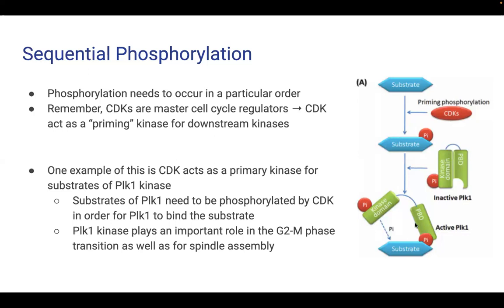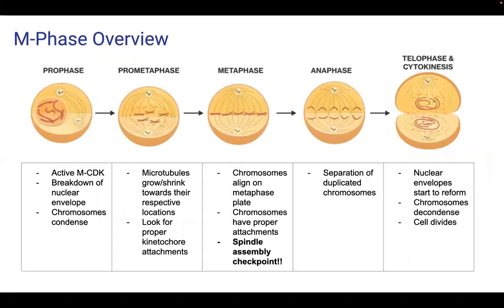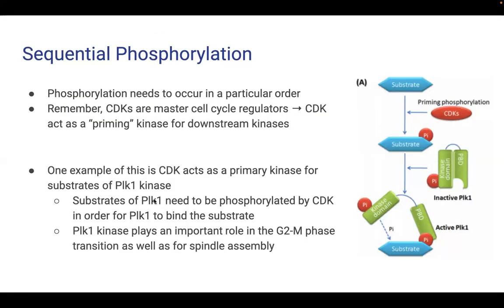And PLK1 plays an important role in the G2 M phase transition, which if we go back a few slides, it was here, the partially activated PLK1 is what activates CDC25. And then it's also important in the spindle assembly checkpoint. Well, just spindle assembly in general.